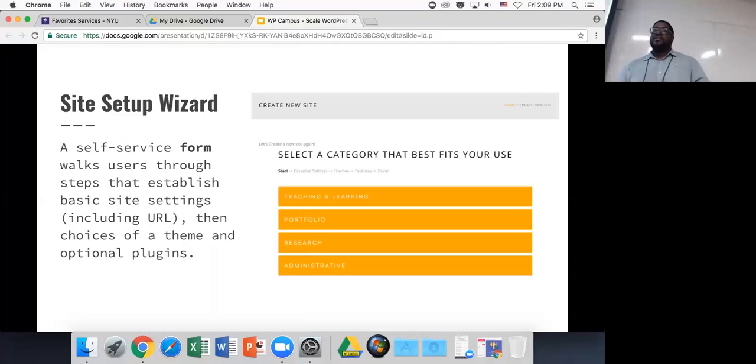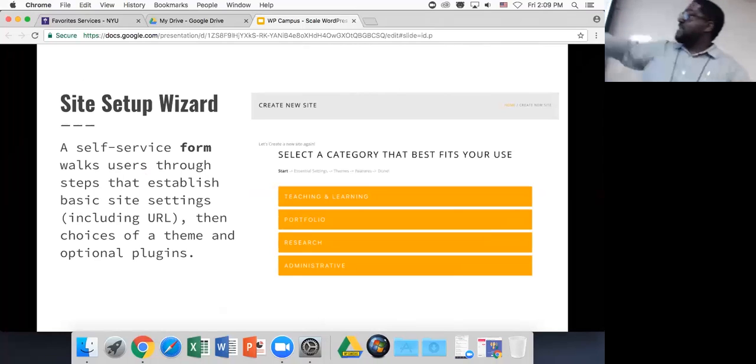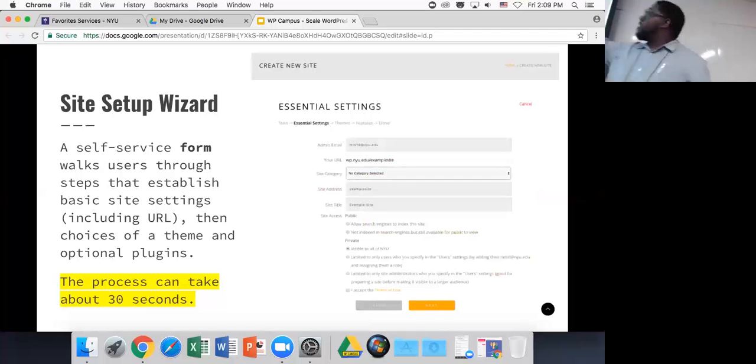So just as a look through this site setup wizard, it's something that just walks people through. They first pick what kind of site they would have, and then they go on to another screen that's a form that they fill out, and it's really fast. If you already know what you're going to set up, you can get through this form in about 30 seconds.